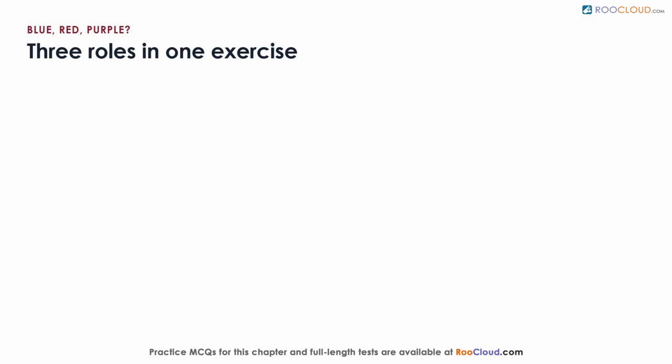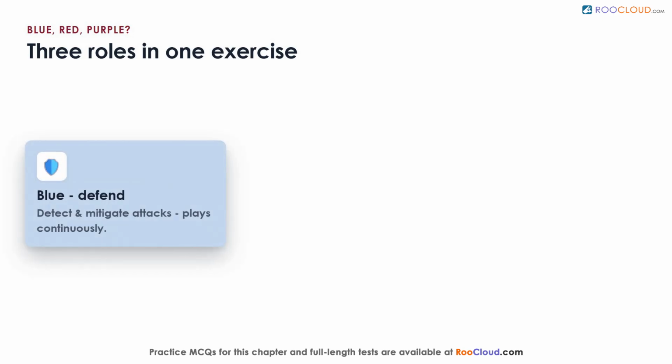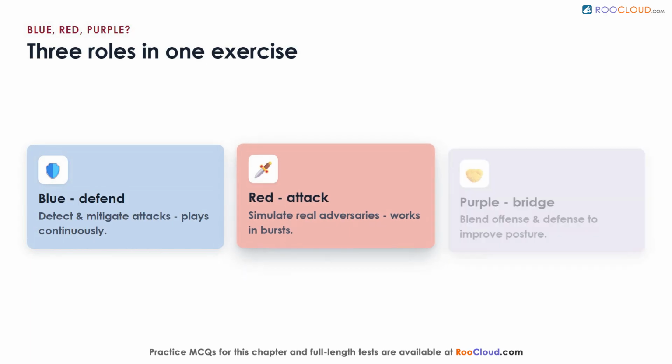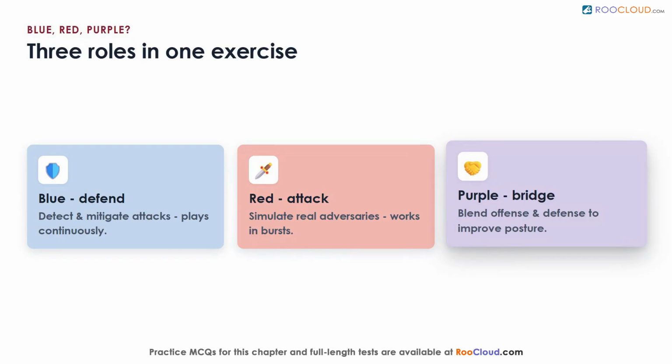Who are the coloured security teams? Picture a training exercise with 3 roles. The blue team defends. It detects and mitigates attacks every day. The red team attacks. It simulates real adversaries to test your resilience. The purple team bridges the two. It blends offense and defense to improve your posture. Blue plays continuously. Red and purple work in bursts.